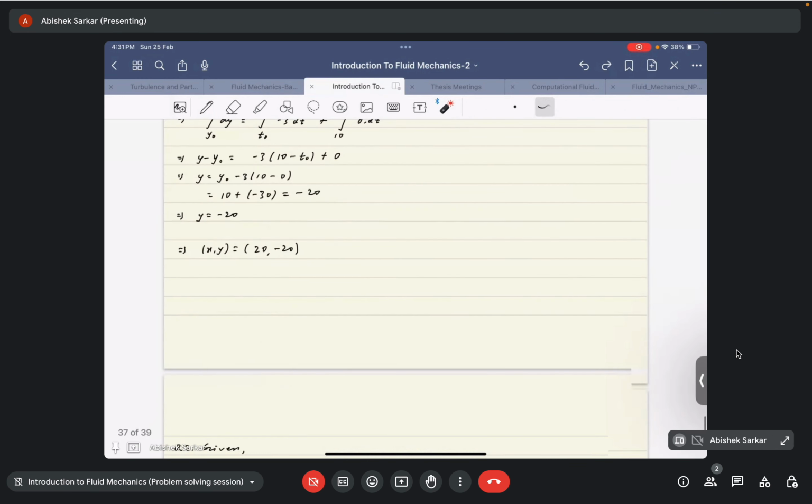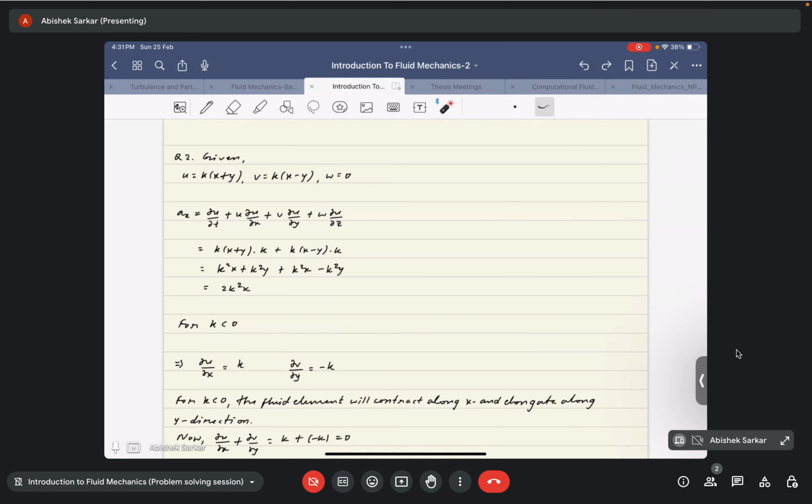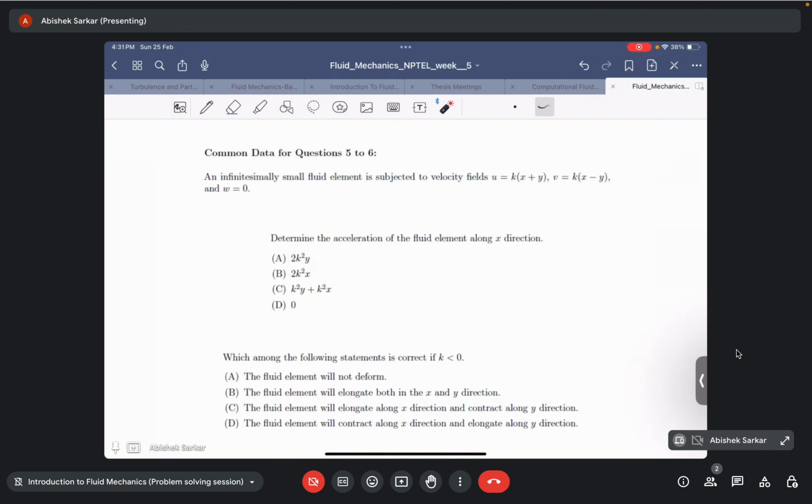If we go there, we get that ax is equal to dou u by dou t plus u dou u by dou x plus v dou u by dou y plus w dou u by dou z. You can neglect this term because w is equal to 0. So dou u by dou t is again 0 because u and v both do not depend on time, right? So we just need to evaluate these terms. So we finally get that ax is equal to 2k square x. I'm not going to go into the details of the derivation; you can just see it on the screen yourself. So ax would be 2k square x. Okay, so option B.